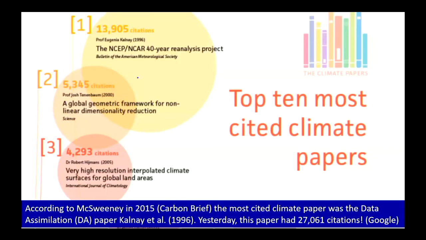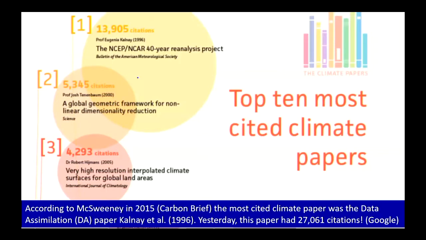So the most cited climate paper is actually a data assimilation paper. What it did was go back 40 years using a fairly up-to-date data assimilation scheme and make analyses of the state every 6 hours and make that available to everybody. And that's this NCEP-NCAR 40-year reanalysis project. Yesterday, that paper had 27,000 citations. Most of us in our careers, if you sum up all our citations, won't manage that.